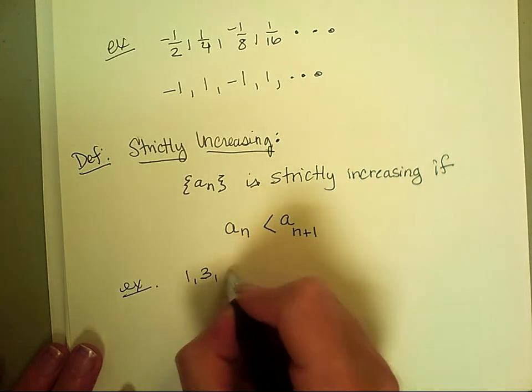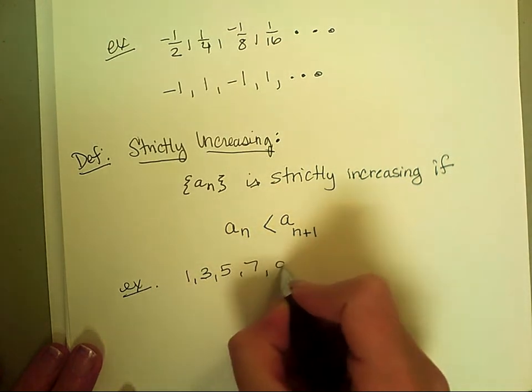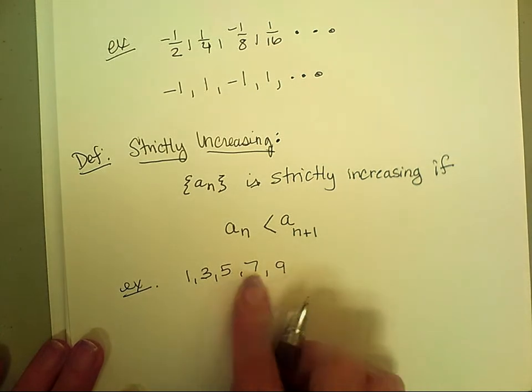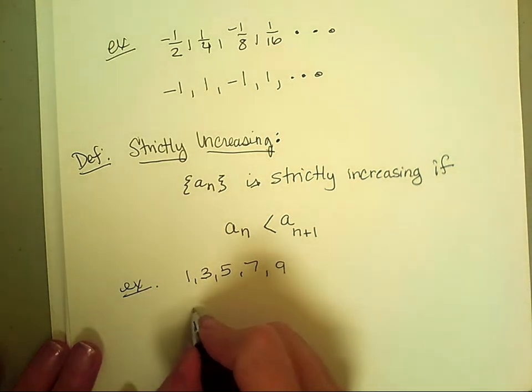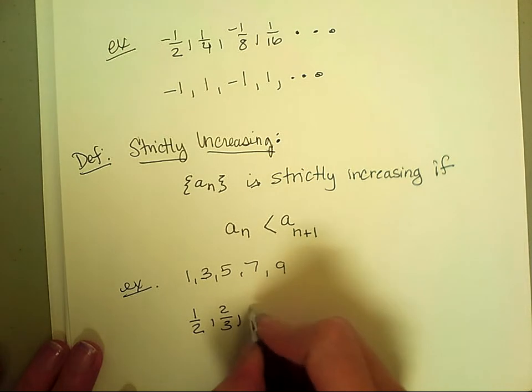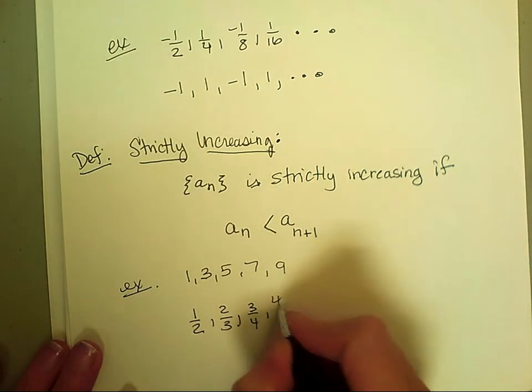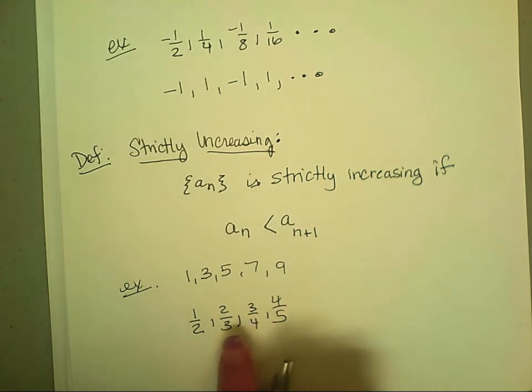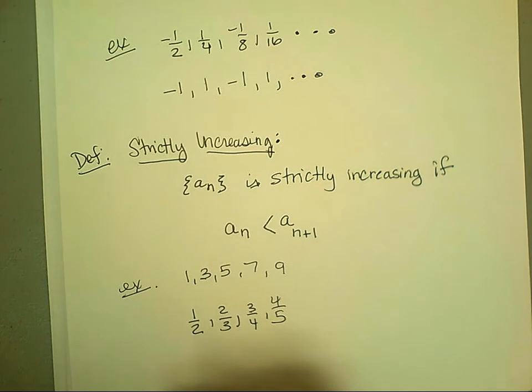Okay. So, for example, we had a couple in here. Clearly, the odd numbers 1, 3, 5, 7, 9. This is strictly increasing. 7 is less than 9, 5 is less than 7, etc. Also, 1/2, 2/3, 3/4, and 4/5. Okay. This is also strictly increasing. 4/5 is greater than 3/4. 3/4 is greater than 2/3.